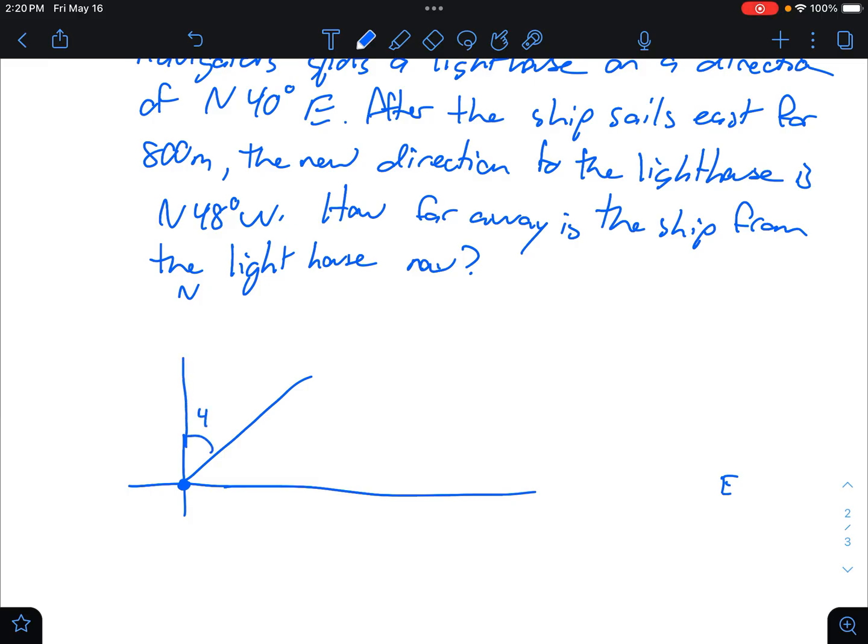This angle right here is 40, so it's north 40 degrees east. So somewhere up there, I can see my lighthouse. Let's call that L. Then I go to the east for 800 meters, and then I end up at some position over here. So this is going to be 800 meters.